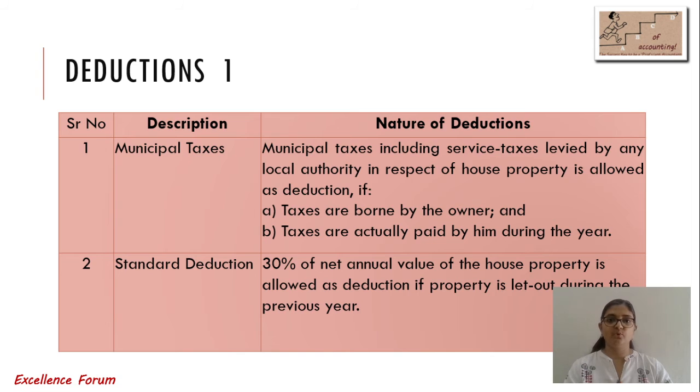The first is municipal taxes, including service tax levied by any local authority in respect of that property, only if the taxes are borne by the owner or the taxpayer himself and the taxes are actually paid by him during that specific year. Then it is allowed as a deduction. The next deduction is standard deduction. It is 30% of net annual value of the property, but it is allowed only if the property is a let out property during that previous year.